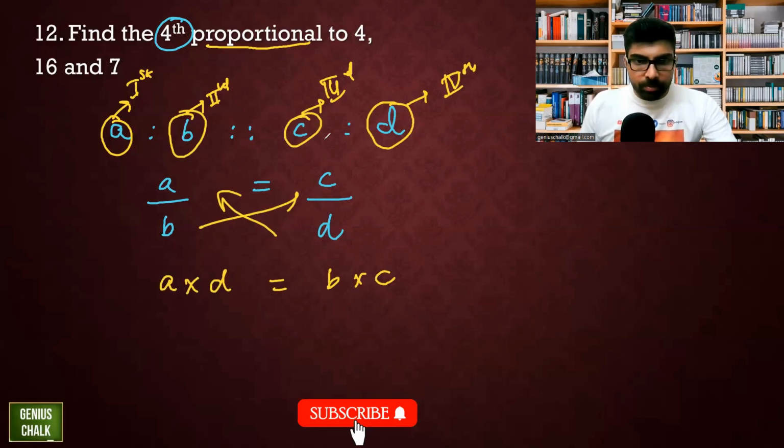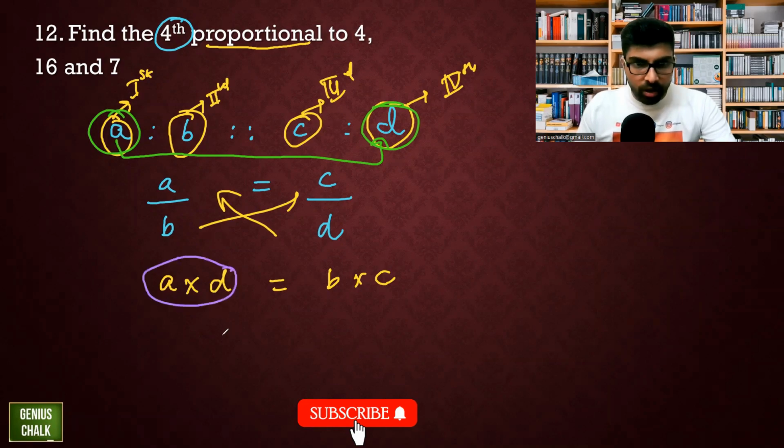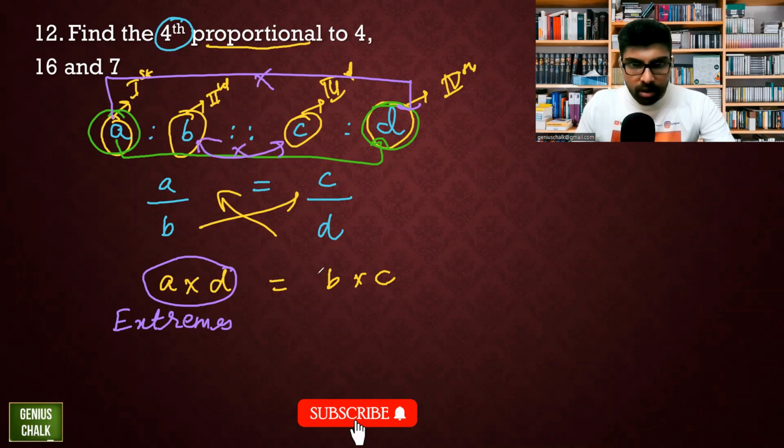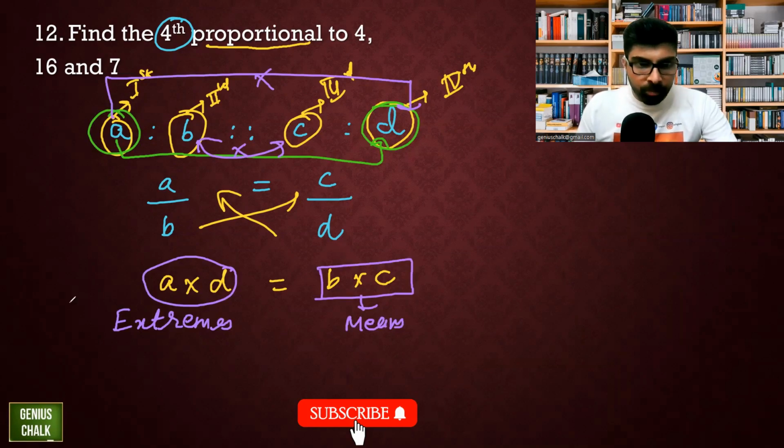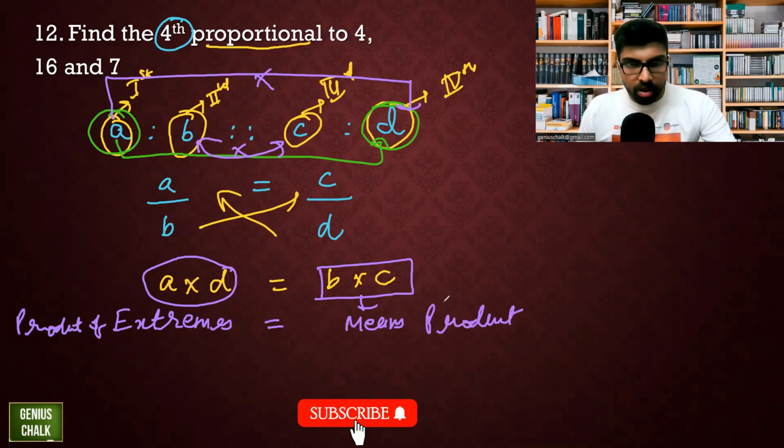Now coming to the next point: these first and last. I'll show it in, let's say, green color. The first and the last, A into D, are called extremes. Extremes means the two letters at the ends, A and D. And B into C, they are getting multiplied; these together are called means. So please remember, whenever we talk about proportion, the product of extremes is always equal to the product of means. This is the concept.